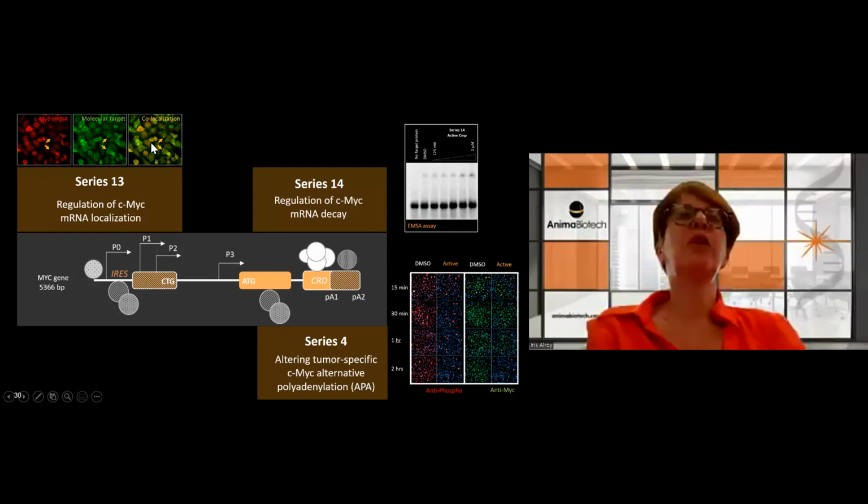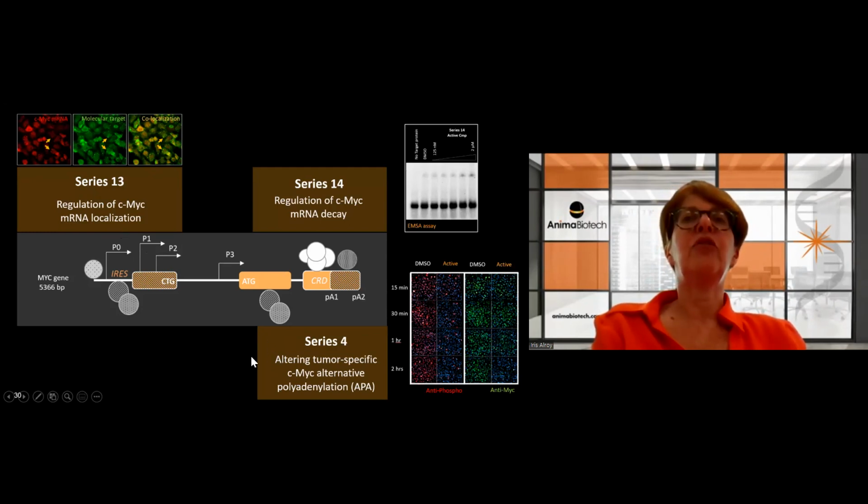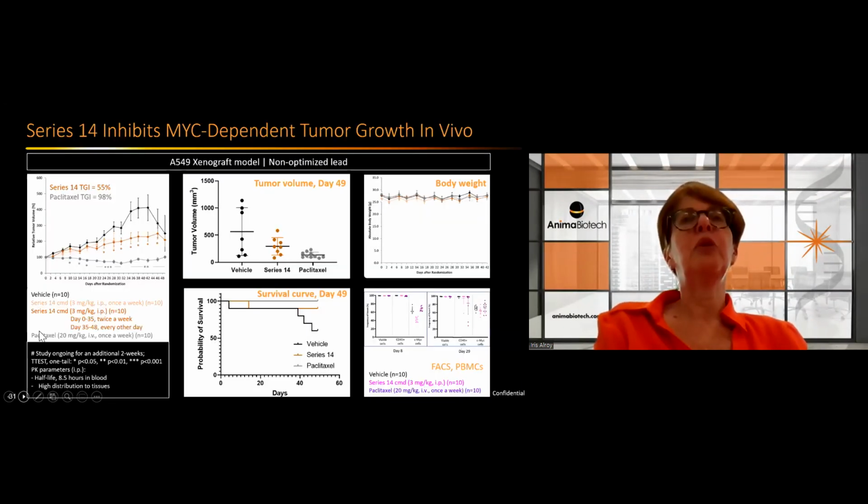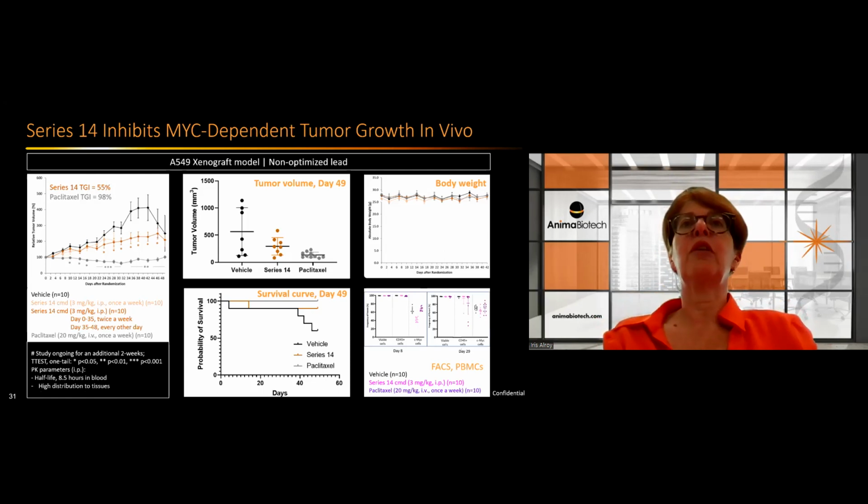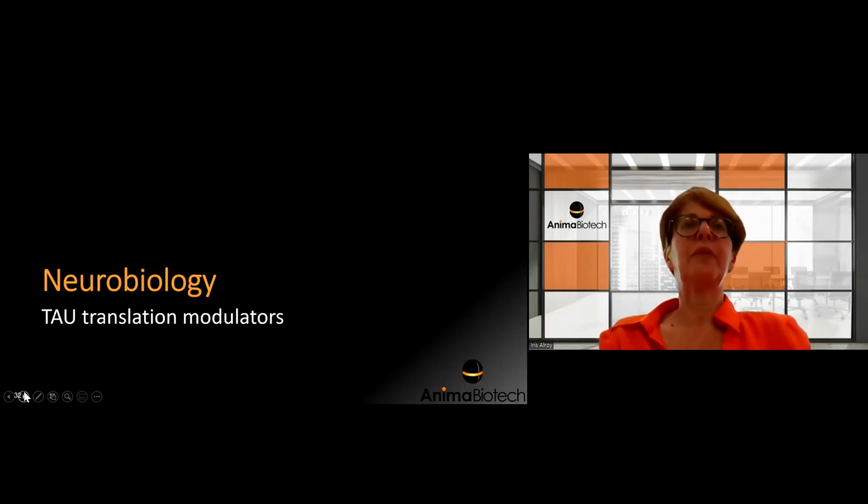Series 13 is working by transporting the c-Myc mRNA into RNA granules, which are protected from ribosomes. And series 4 is working via polyadenylation site selection, and again, generating a shorter half-life c-Myc mRNA. Here too, we were able to take series 14 forward and show that it was able to inhibit tumor growth in A549 xenograft models. Almost complete inhibition was seen, and also protection in mice survival.